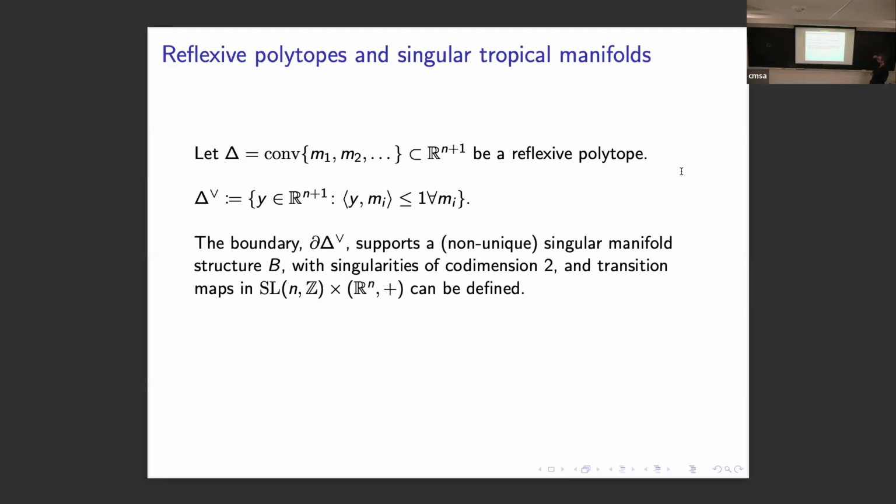So on the boundary of this polytope, so by convention we're sort of working with the boundary of the dual here, this supports a manifold structure. It's sort of singular in the sense that it doesn't cover all of it, but it covers everything except some codimension 2 that we just call singularities. And this will be a very particular manifold structure because it will have transition maps of this type. This can be defined, but it's very non-unique. So this construction I draw.